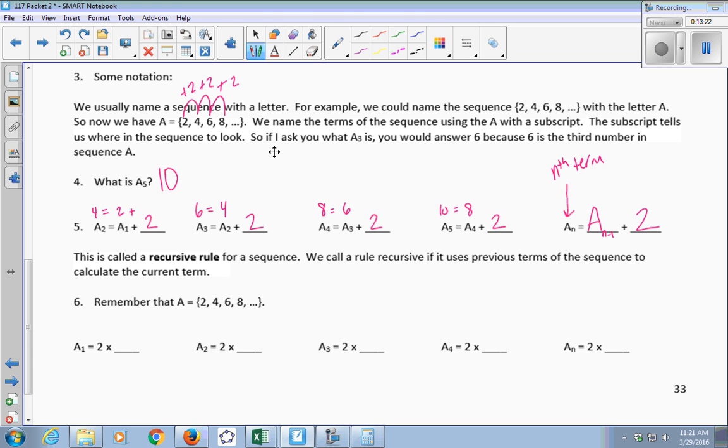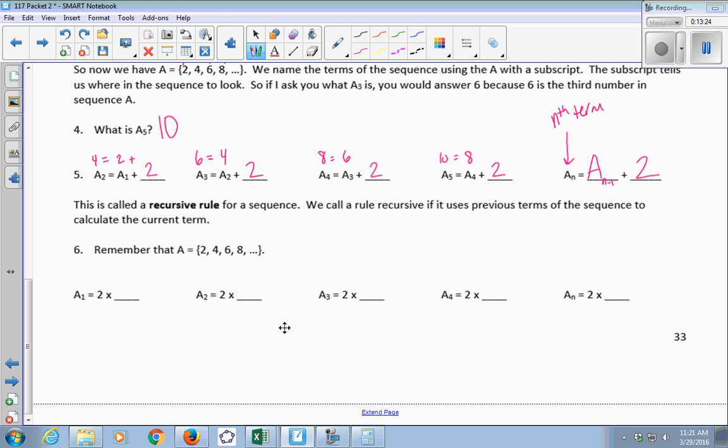Let's think about it another way. Same list, even numbers. A1. What is A1? 2. Okay. So to get 2, what do I multiply 2 by to make a 2? 1. Good. All right. A2 is a 4, right? So 4 is 2 times what? 2. And A3 is 6. That's the third number in the list. 6 is 2 times what? 3. And A4, that's an 8. 8 is 2 times what?